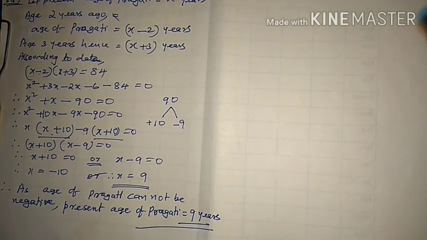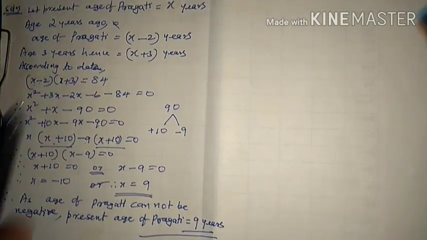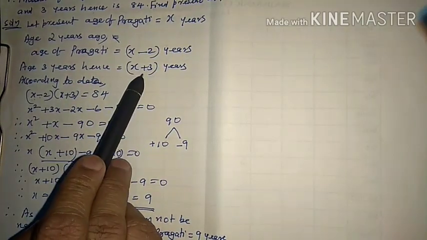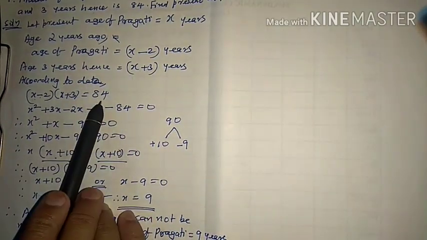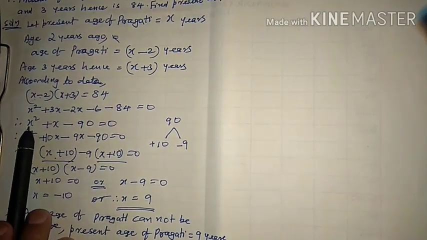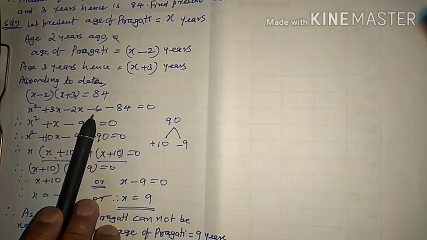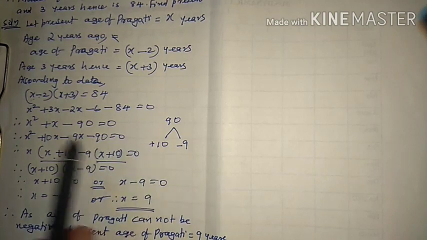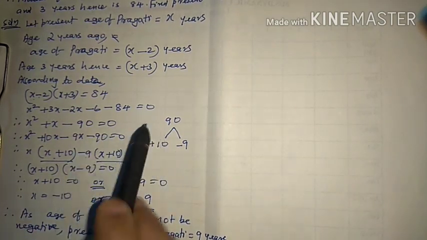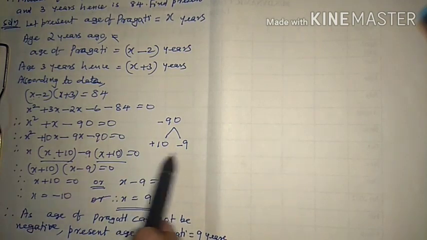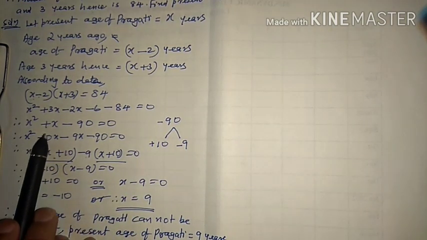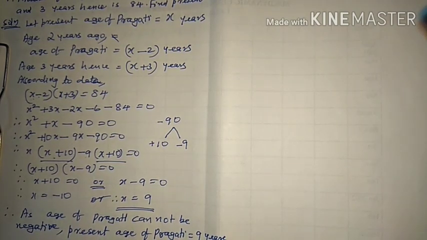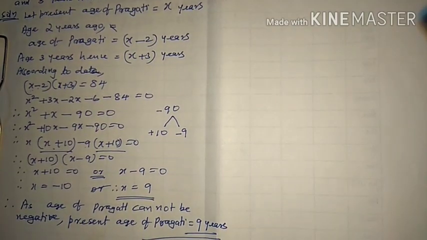It's a very simple question. The only thing is you have to make the equation properly. The present age of Pragati is x years. 2 years ago, 2 years less. 3 years hence, 3 years more. The product is equal to 84. We simplify and get the equation x square plus x minus 90 equal to 0. Factorize the middle term, plus 1. The product is minus 90, the addition is plus 1. We split the middle term, that means factorize. Then we get x is equal to 9. Please do it, you can get it, it's easy.